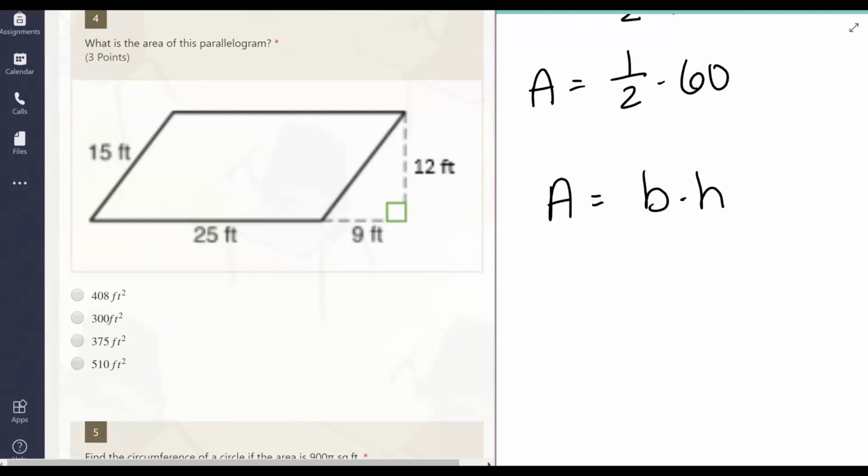But remember that base is always a side. So 25 is my base, and the height, how high this extends from that base, is 12. So if I do my 25 times 12, I get an area of 300 feet squared.